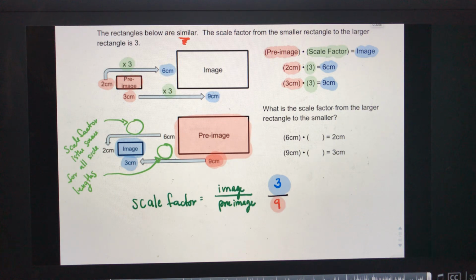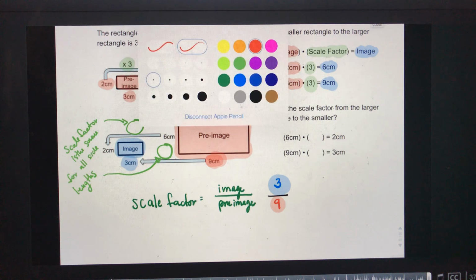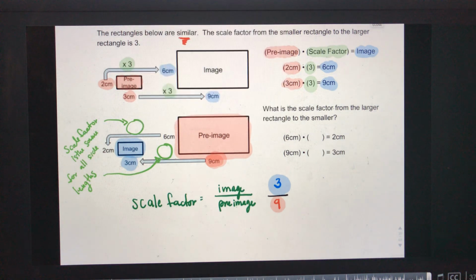That is our scale factor. Our scale factor is 3 over 9. Kind of a weird number, so we're just going to reduce it a little bit, and we're going to make that 1/3. That means to go from the big shape, pre-image, to our small shape, image, I have to multiply by 1/3. They have to be the same number. That's here. 1/3, 1/3. Again, you have to use your known values.